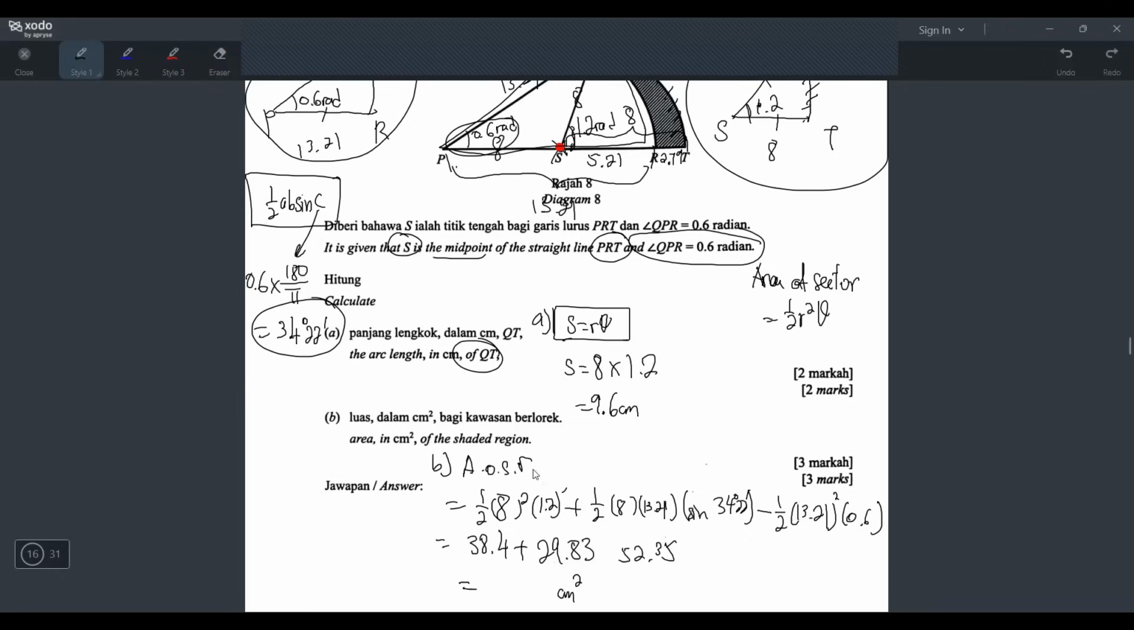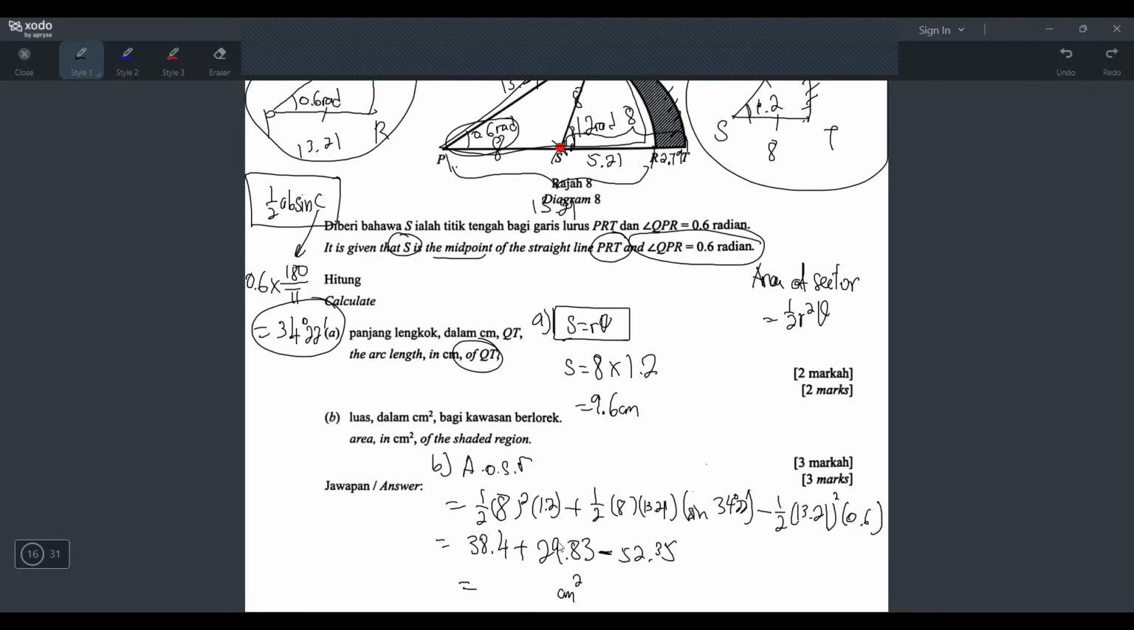Because when you take this one plus this one, you're taking the area of sector plus the triangle to get the whole thing. But why I have to minus is because you want the shaded region. So this one is minus. Yeah, it's not plus. So I made a mistake here. Let me press again. 38.4 plus 29.83 minus 52.35.